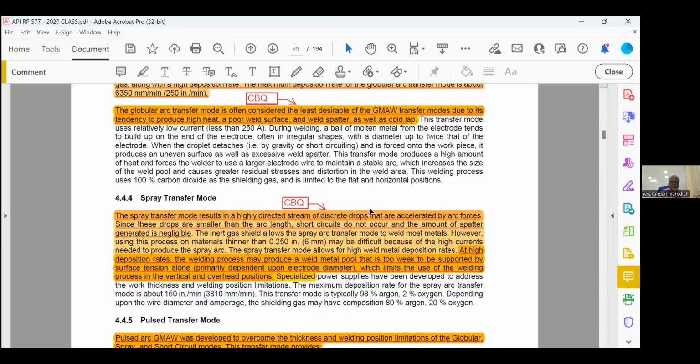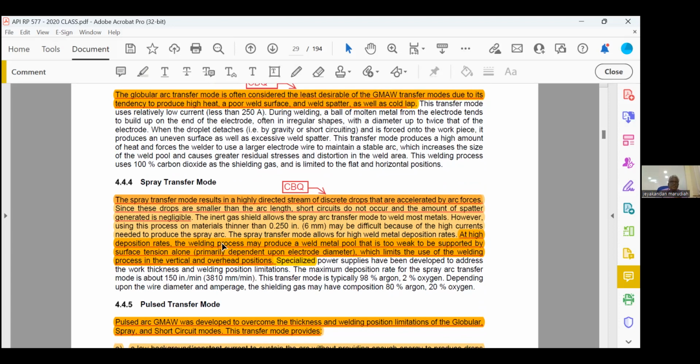Then spray mode, the first line is very important. The spray transfer mode results in a highly directed stream of discrete drops accelerated by arc forces. The exam question, generally they are asking which of the following processes uses a highly directed stream of discrete drops accelerated by arc forces. The answer is GMAW spray transfer.